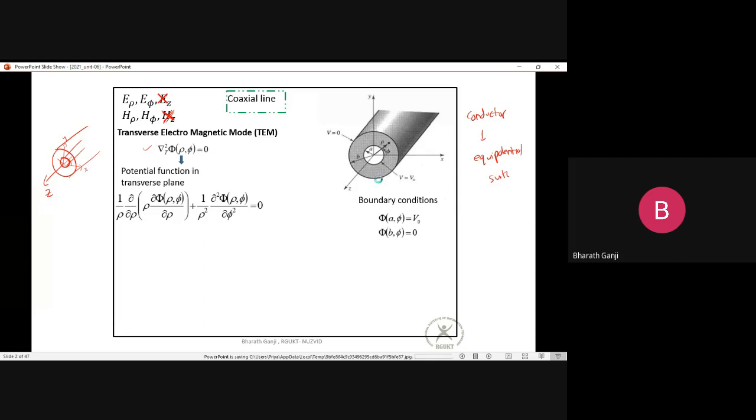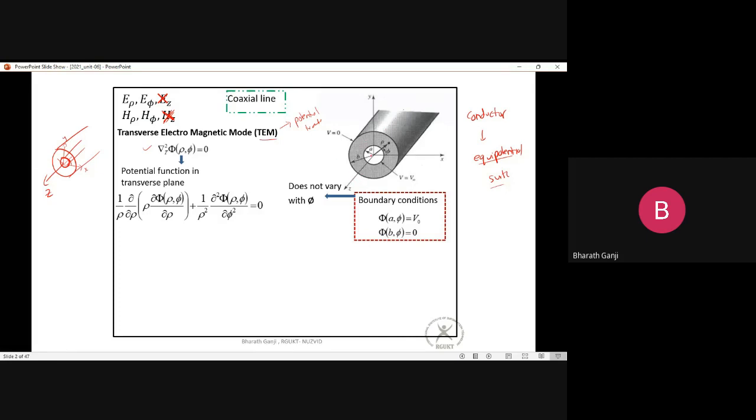What observation can I make here? The boundary conditions intend this, because a conductor is an equipotential surface. You cannot have a potential of 1 volt here and 2 volts there, because the whole conductor should be at an equipotential. In this plane, particularly for a transverse electromagnetic wave, we can define potential in the transverse plane. As you go along Z, for different values of Z you can have different potentials. But in the transverse plane, that is the XY plane, if there is a conductor, that conductor should be at the same potential everywhere.